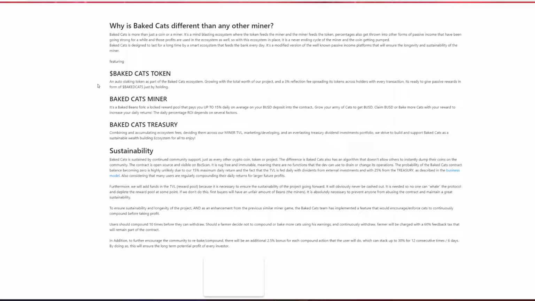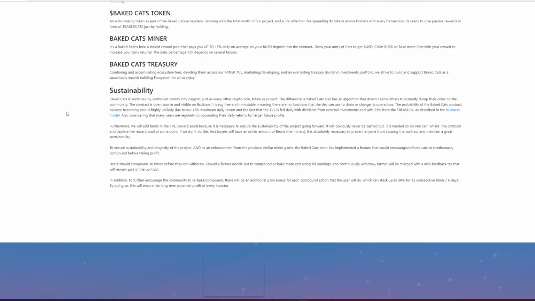So the Baked Cat token is an auto-staking token as part of the Baked Cat ecosystem, growing with the total worth of our project, and 3% reflection fees, spreading its token across holders with every transaction, is ready to give passive income rewards in the form of Baked Cat just by holding the miner and the treasury.